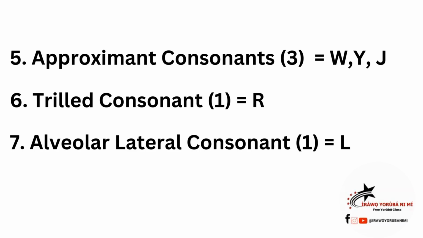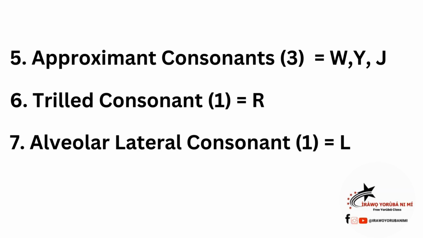5. Approximant consonants. These are three in number. They are we, ye, ji. These are produced with minimal obstruction of airflow. You will notice that as you pronounce each of these three consonants, your mouth is moving from the front to both sides of your mouth at the same time. Let us try it one more time. We, ye, ji.